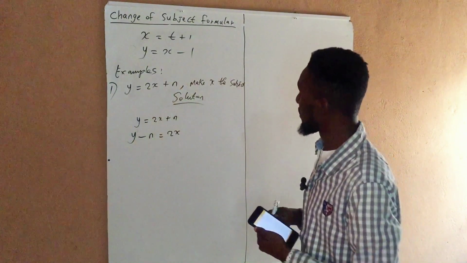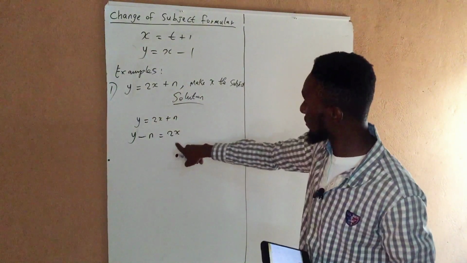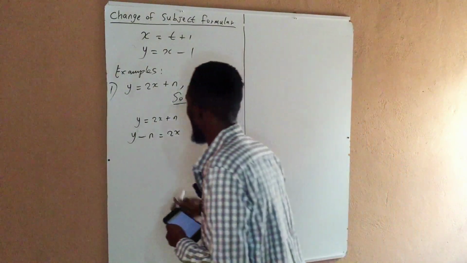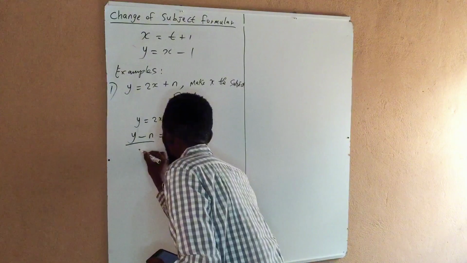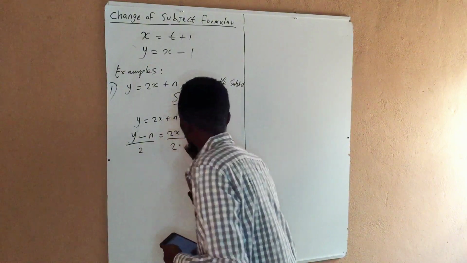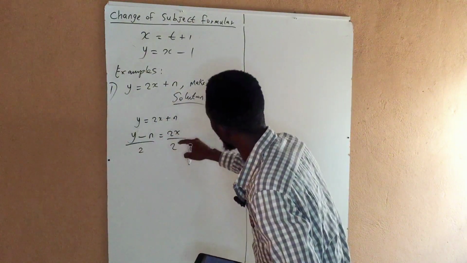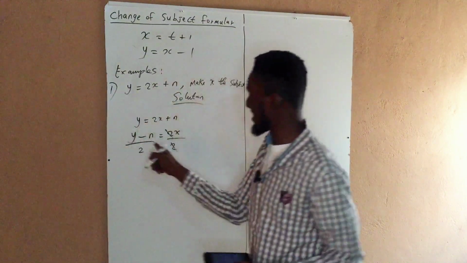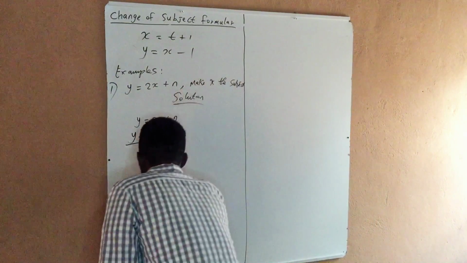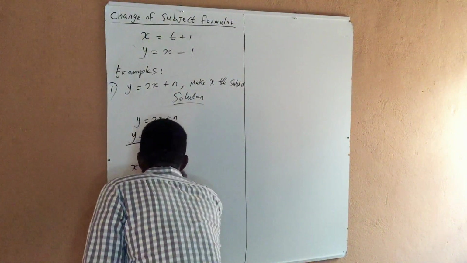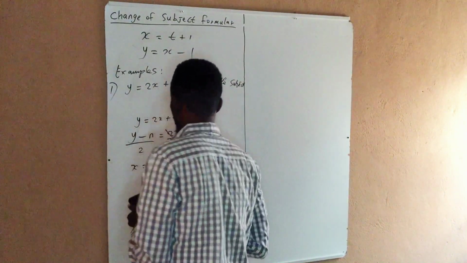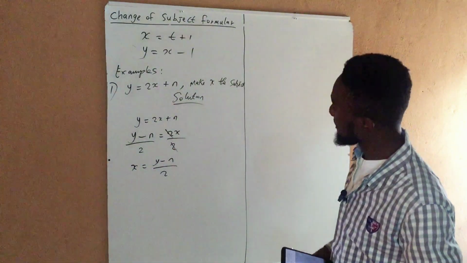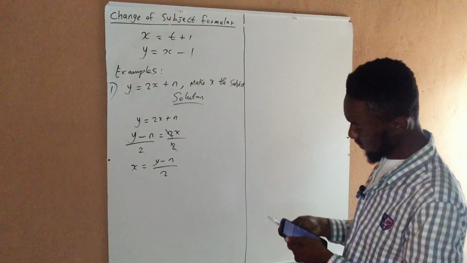The next thing you do is you divide both sides with the coefficient of x. The coefficient of x here is 2. So you divide this side with 2, divide this side with 2. We are left with, okay, 2 will cancel 2. We now have x equal to this. You can rearrange this to mean x equal to y minus n over 2. Now, x is being expressed in terms of these other variables. So this is what we mean.